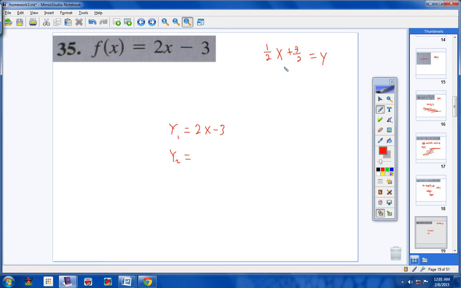Now hit graph, and you're going to see inverse graphs. It's very cool, okay? You're going to see one line on your screen go like this. And you see the other line go something like this. And if you were to graph the y equals x line, just trust me, all the points on this are going to be the complete opposite of all the points on the other line, okay? Alright, moving on to 37.